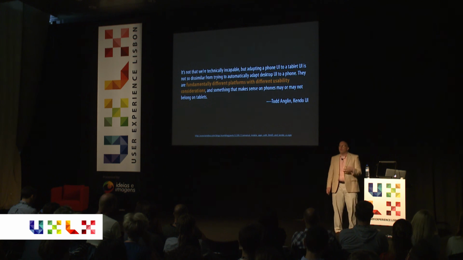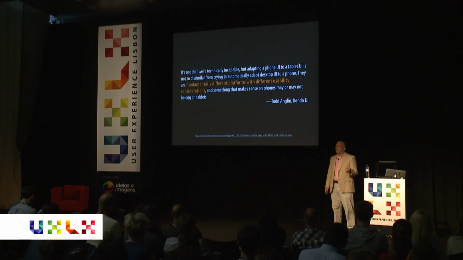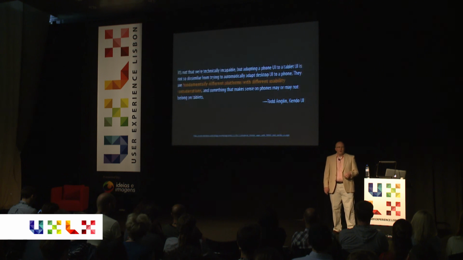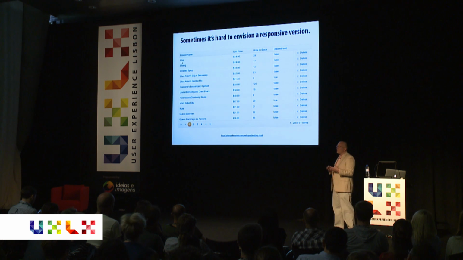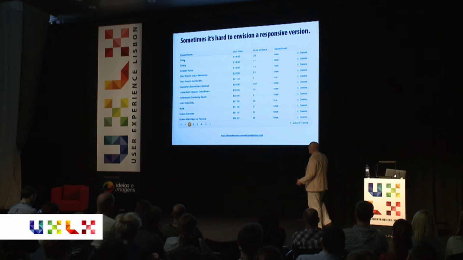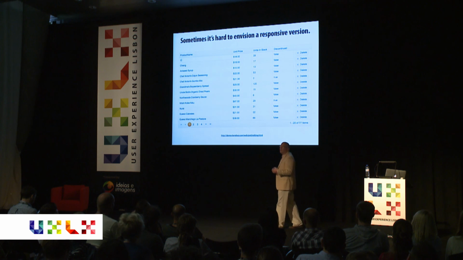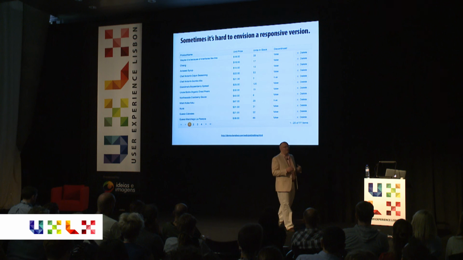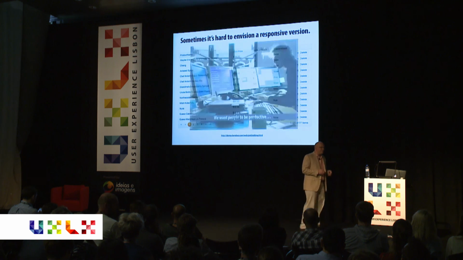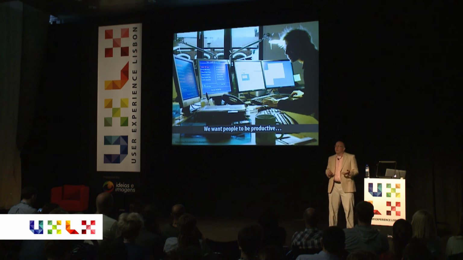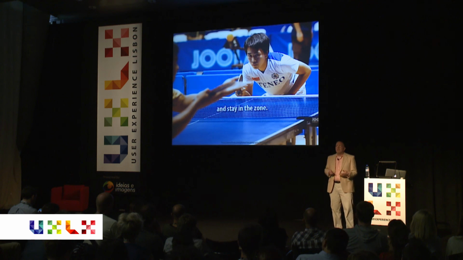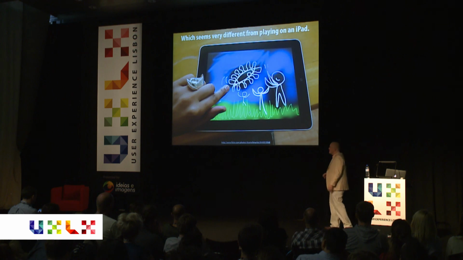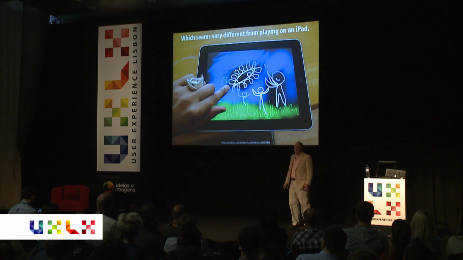It's so apparent to us, so intuitive to us, that we would never question that phone is different than desktop. I think that it's sometimes really hard for us to envision what the responsive version of applications would be when we think about things like spreadsheets, stuff that we're accustomed to typing with and building and doing these productivities. We want people to be productive. We want them to remain in a flow, and that seems so incredibly different than what it's like to be playing on an iPad.